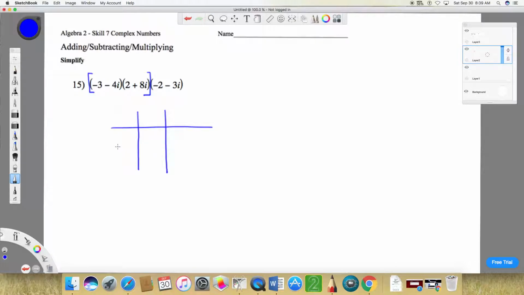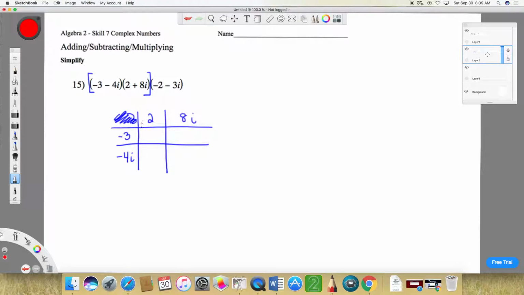And I've been told by students that you like the tic-tac-toe pattern, that you shade in this upper left corner. Then the negative 3 minus 4i, if I write that either across the top or the side. And then this one, I'll just put it now across the top. And the table just helps us to apply the distributive property.